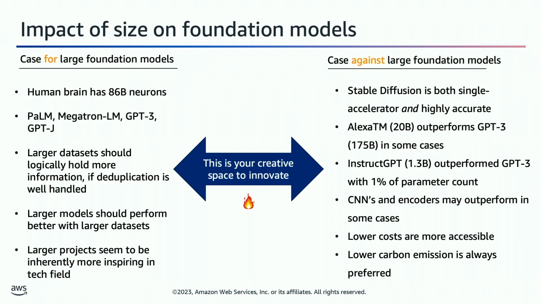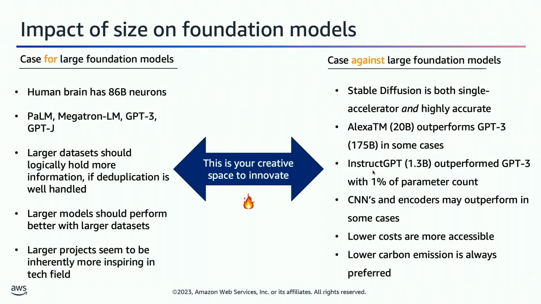So the Alexa TM was a 20 billion parameter model, available on SageMaker through foundation models, same with Stable Diffusion. But in any case, the Alexa teacher model is better than GPT-3 in some use cases, right? So in some slice of the universe, the Alexa teacher model was actually outperforming GPT-3 on some downstream tasks.